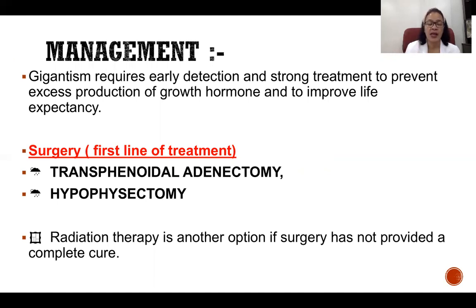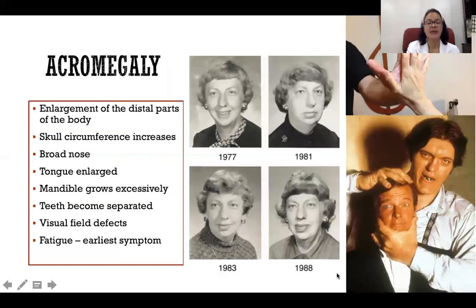You can have a transsphenoidal adenectomy or hypophysectomy. It requires early detection and strong treatment to prevent excess production of growth hormone, and therefore it improves life expectancy. Radiation therapy is another option if the surgery will not provide a complete cure. So that is for gigantism.